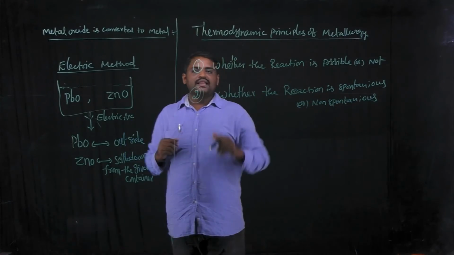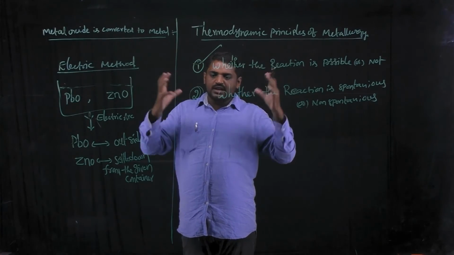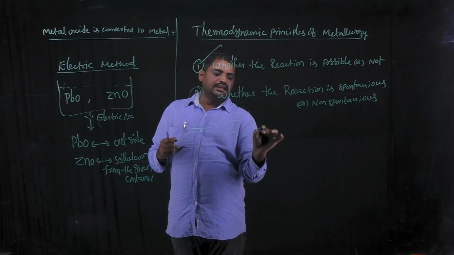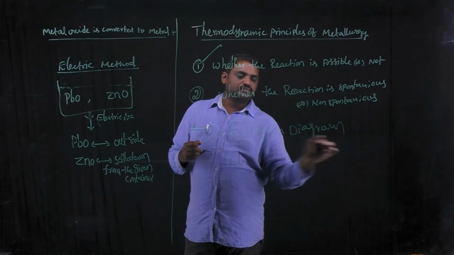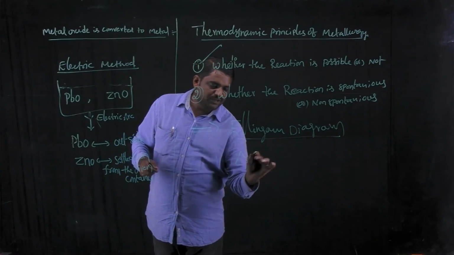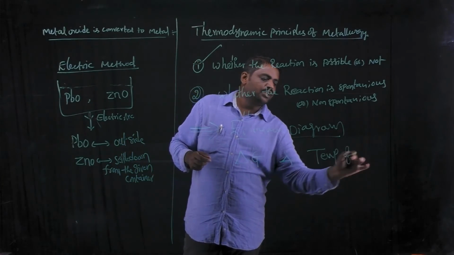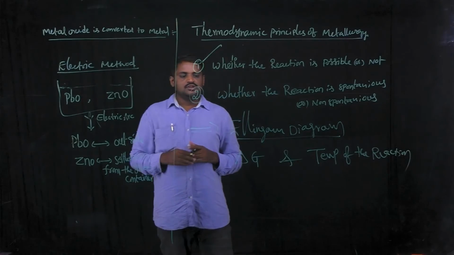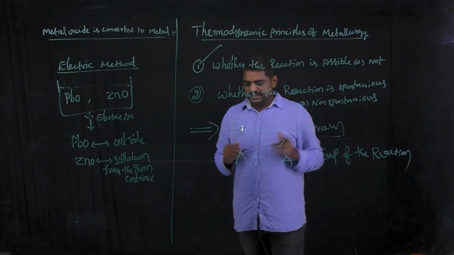For example, whether the reaction is possible or not, that point is identified by using Ellingham diagrams. The Ellingham diagram expresses the relation between change in free energy and temperature of the reaction. Okay, this diagram is discussed in the next video.